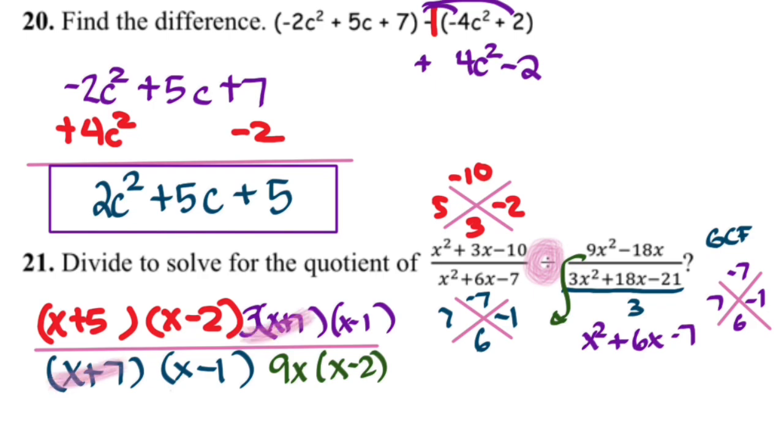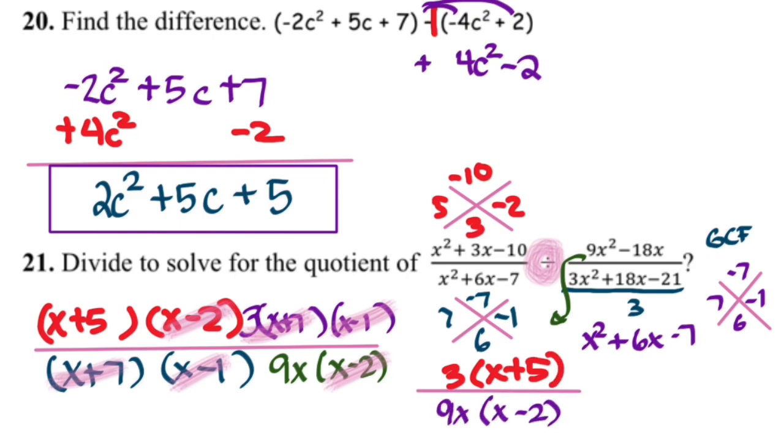Now I can simply cancel out like terms until I end up with 3 over 9x, and it's x plus 5 over x minus 2. So I can still reduce that by 3.